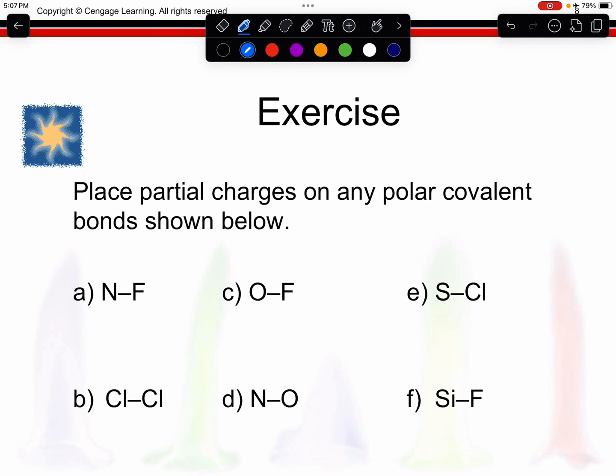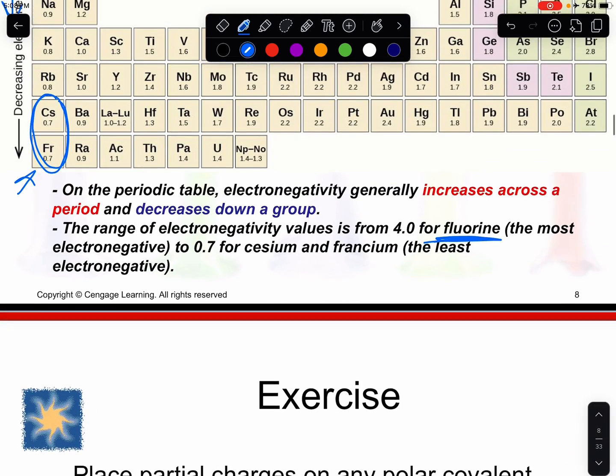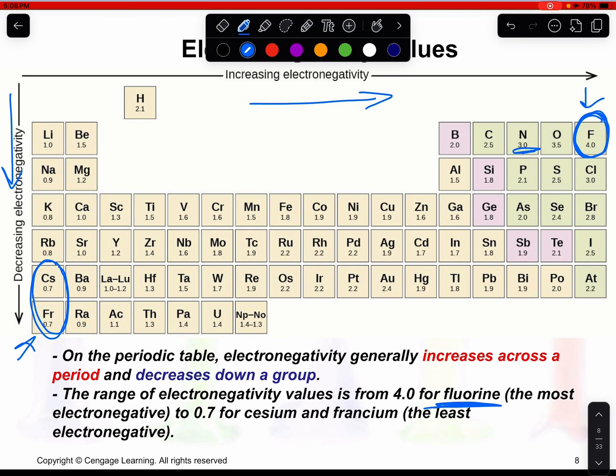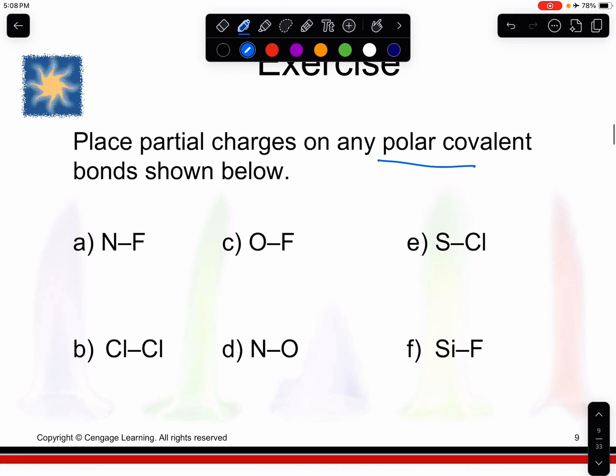Now, let me show you how we can utilize those values in that previous chart. We're going to look at shared bonds, so covalent bonds, and these are all polar, and we'll talk about how we know that here in a second. What we're going to do is look at the values. So let's go back up, and we have N and F for letter A. N is 3 and F is 4.